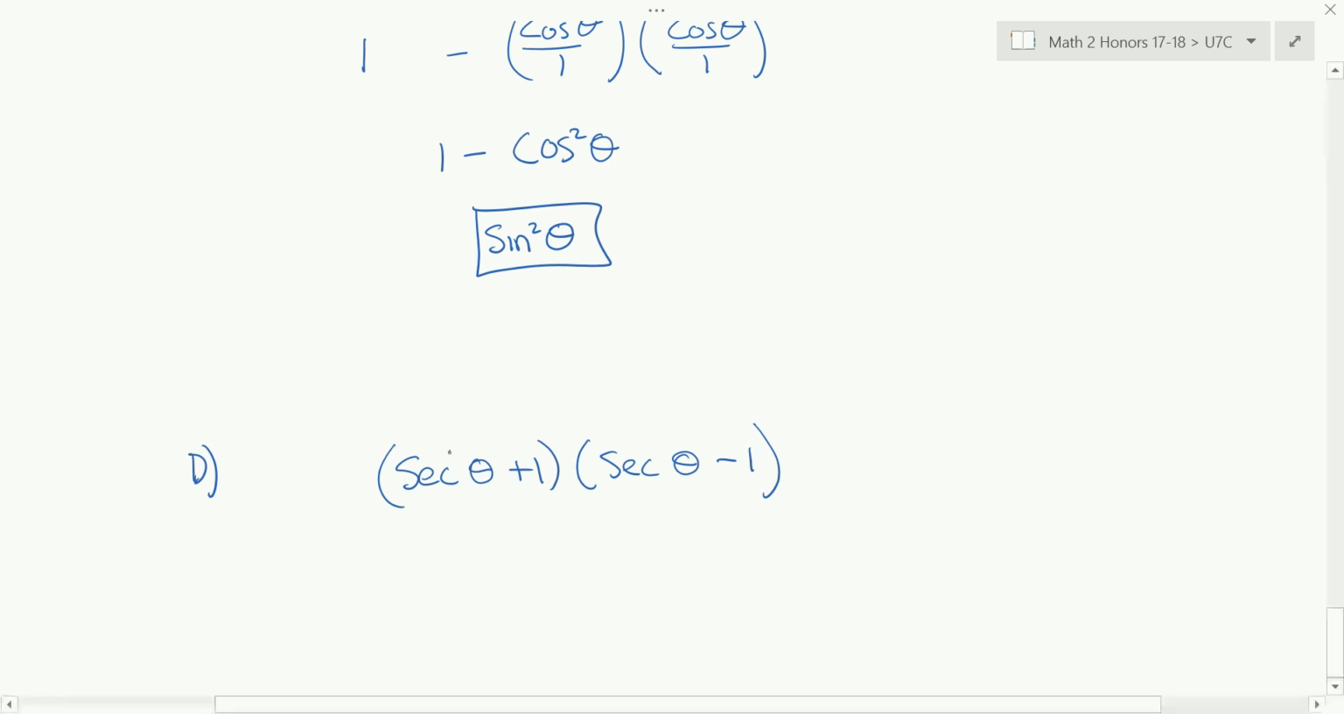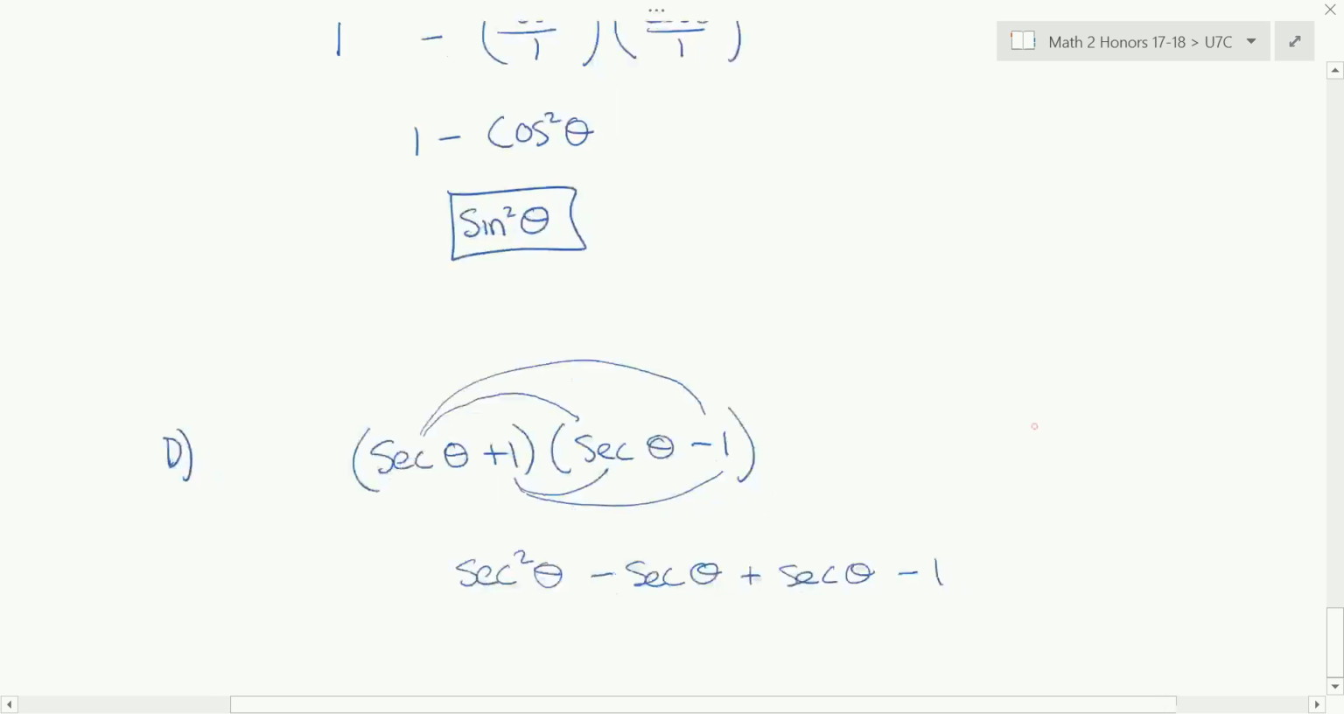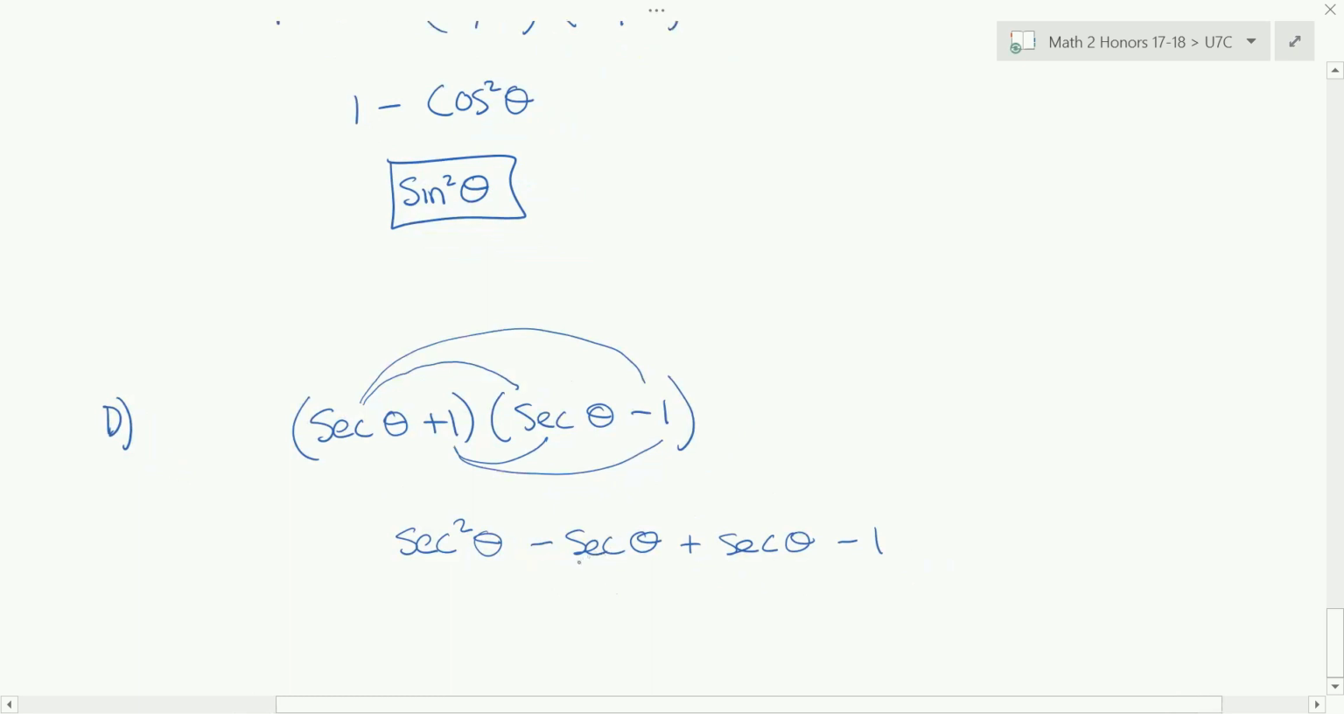But if we multiply this out, secant times secant, I get secant squared theta, which is that squared part that I like. Secant times -1, negative secant theta. 1 times secant theta is positive secant theta. And 1 times -1 is -1. And we can add the negative secant theta and the positive secant theta, and that adds up to 0. So now we've simplified this down to secant squared theta minus 1.